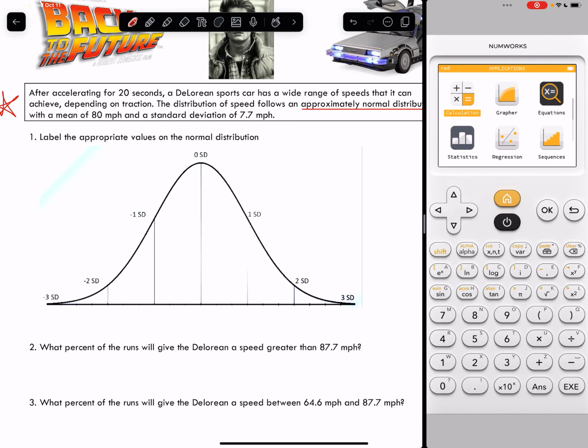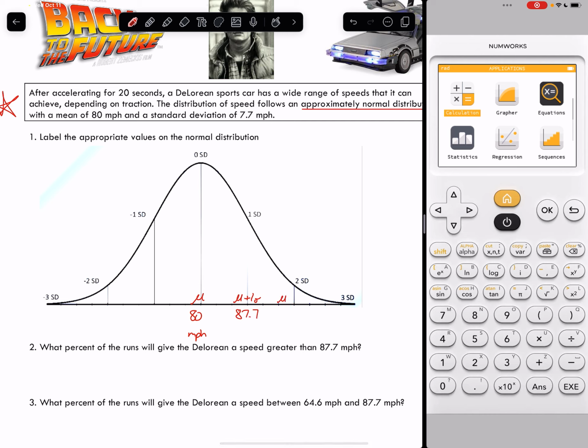So we're given this graph. Our center line here at 0 standard deviations, okay, that's where our mean goes. And our problem tells us our mean is 80 miles per hour. And for the sake of this, I'm just going to put miles per hour down at the bottom here, since we know that we're working in speeds. And then a reminder, to the right is 1 standard deviation, so it's the mean plus 1 standard deviation. So since our standard deviation is 7.7, 80 plus 7.7 is 87.7.